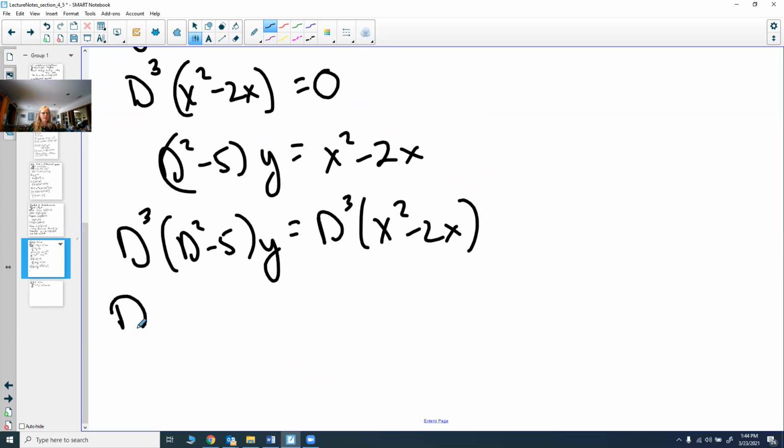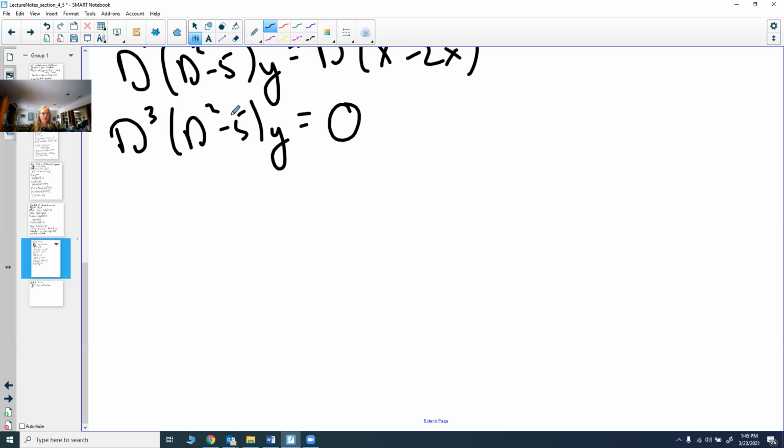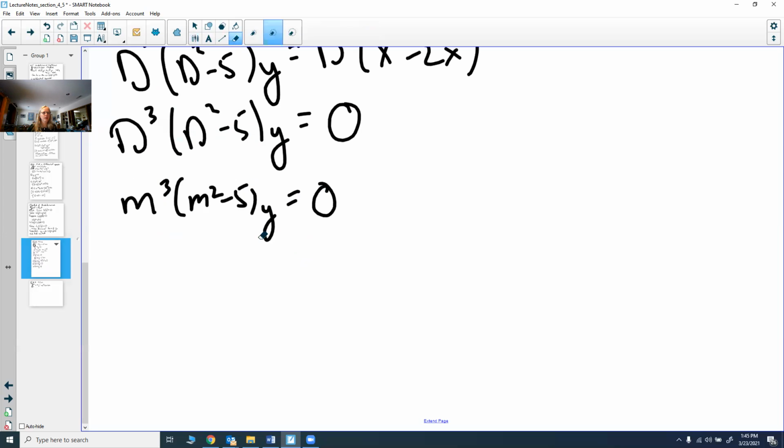So when I do that, I get D cubed times D squared minus 5 of y is equal to 0. Well, this is a homogeneous equation. We already know how to solve these. If you wanted to, you could multiply this together and see that you've got the fifth derivative of y minus 5 times the third derivative of y, which would actually give you m cubed times m squared minus 5. Your associated equation is m cubed times m squared minus 5 equals 0.